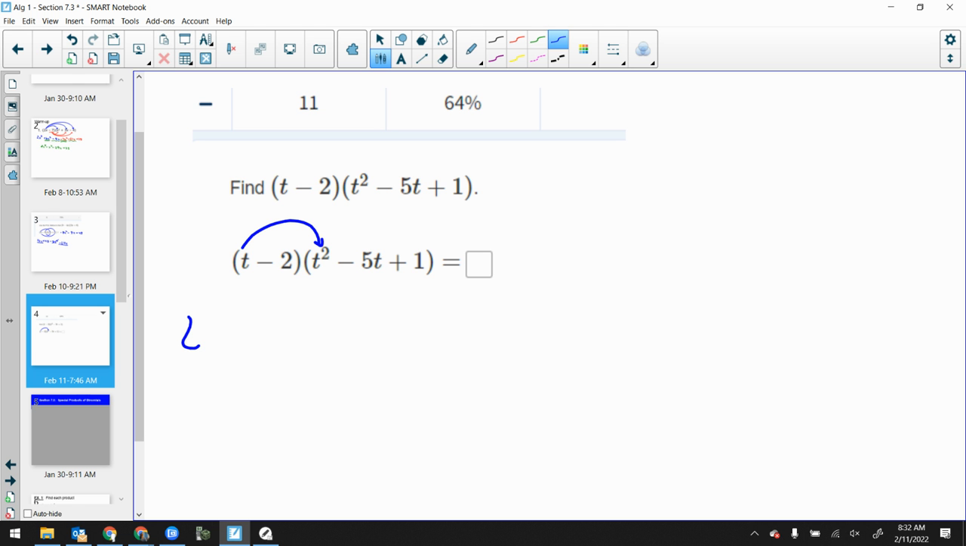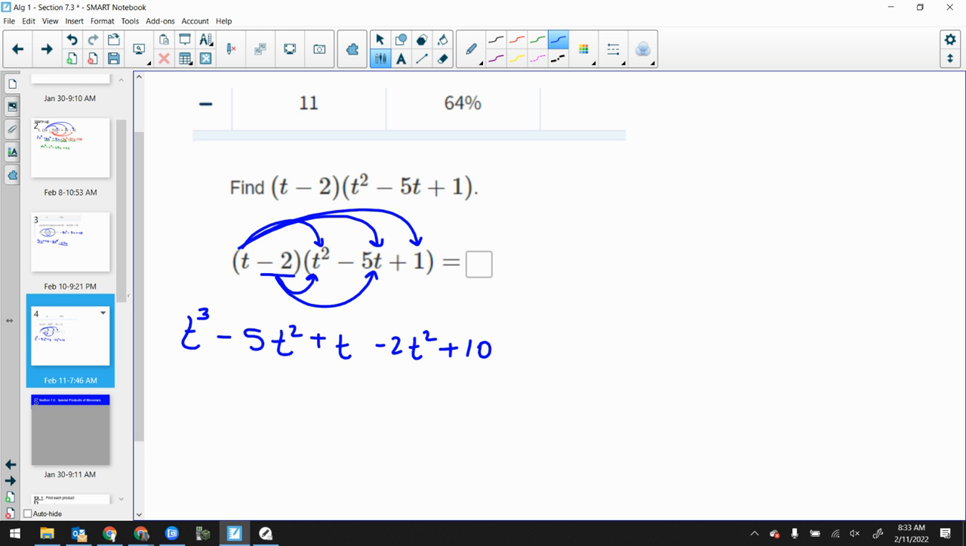T times t squared, t to the third. T times negative 5t, minus 5t squared. T times 1, just t. Or maybe your t's turned into plus signs or whatever. Negative 2 times t squared is a negative 2t squared. Negative 2 times negative 5t is a positive 10t. Negative 2 times 1 is a negative 2. And now we put our answer. Okay, we got our t to the third. And we got a negative 5t squared and a negative 2t squared to make negative 7.